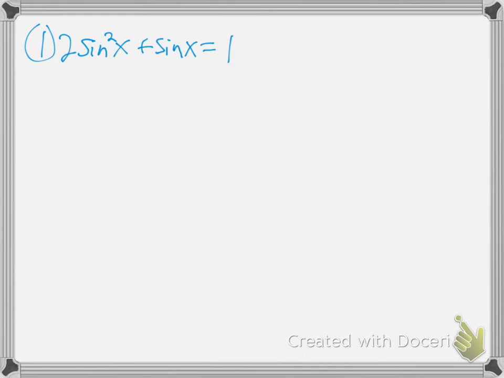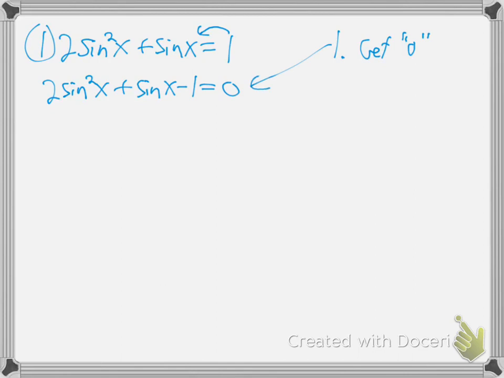Okay, so when you see sine squared, it's like x squared. You think, oh yeah, okay, get a 0. So step 1, get a 0. So I'm going to jump this 1 over. 2 sine squared x plus sine x minus 1 equals 0. So step 1, get a 0.